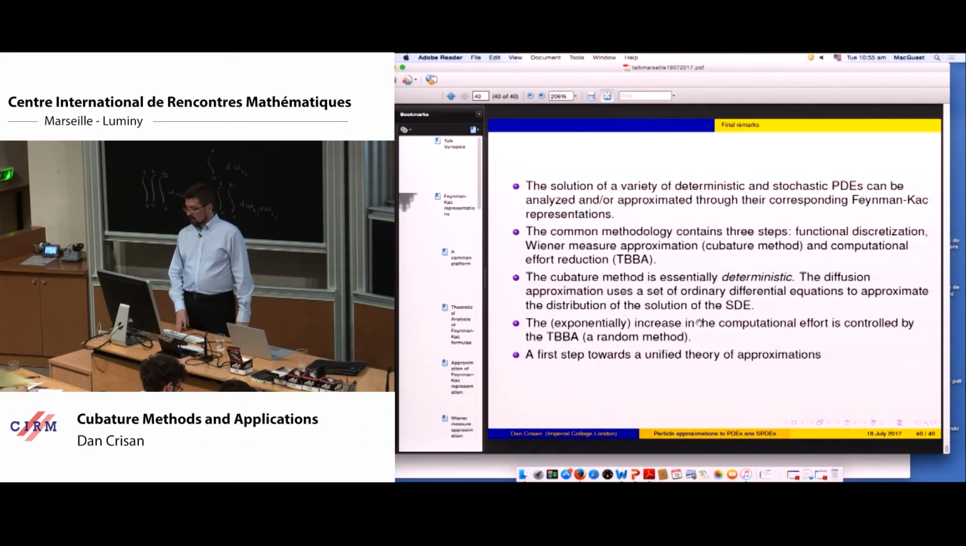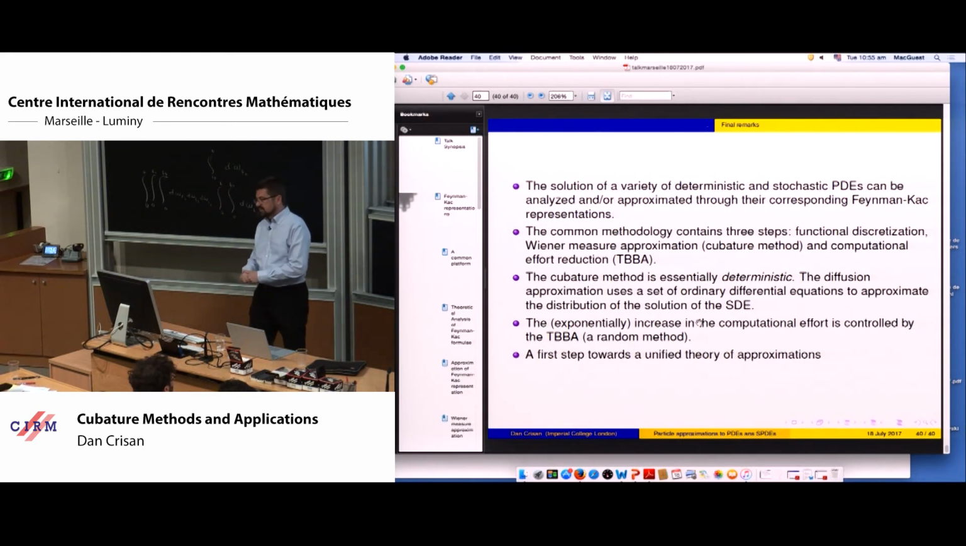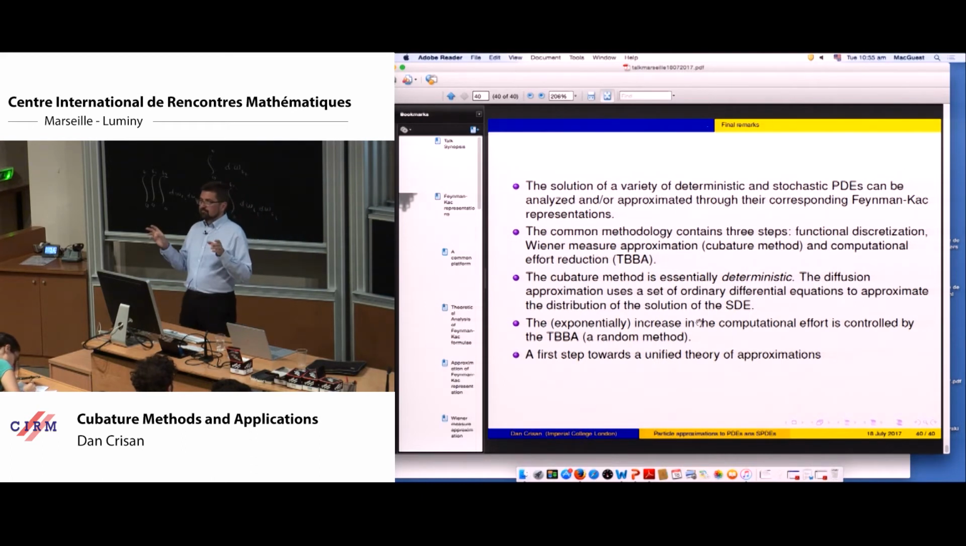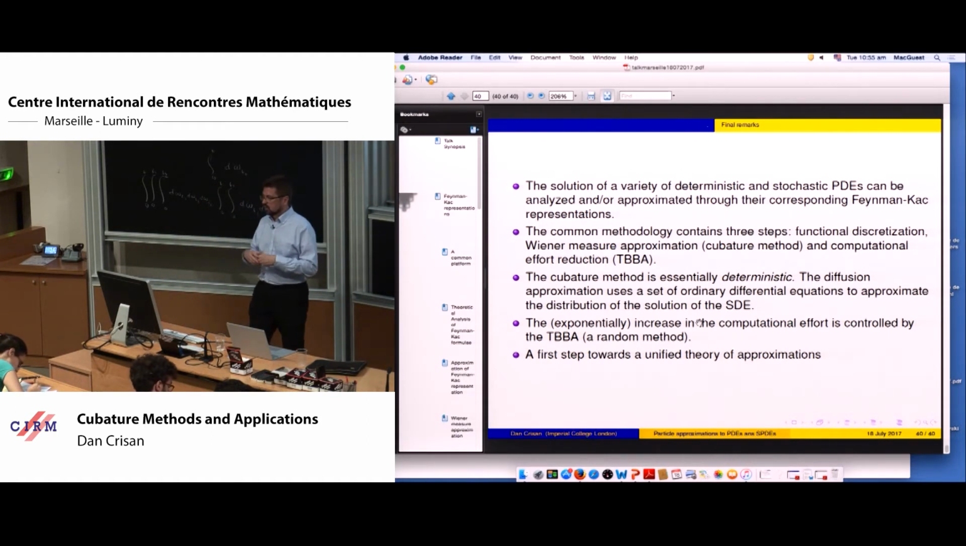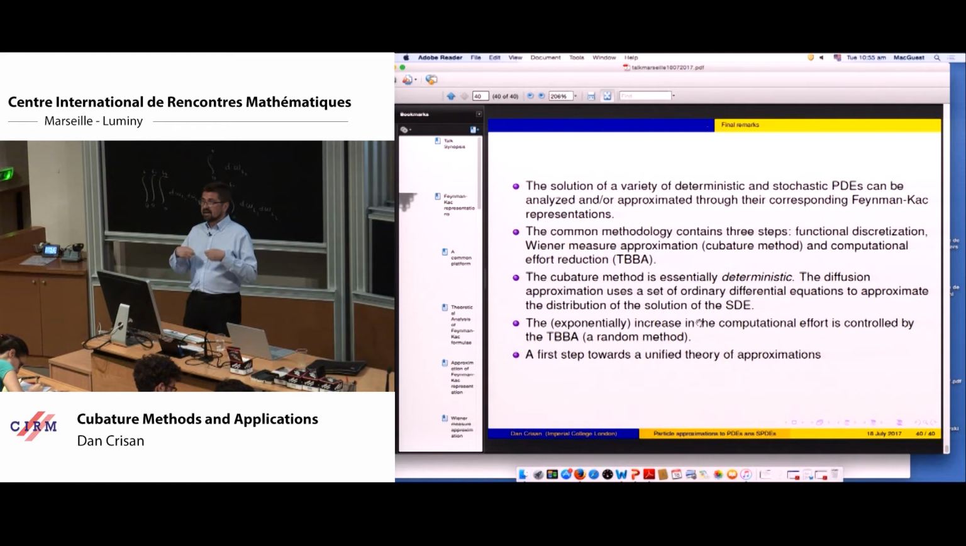Okay, so let me conclude with some final remarks. I made a case here that you can use Feynman-Kac representations to represent a variety of solutions of PDEs and SPDEs. And once you have such a representation, then you can begin to either analyze them theoretically or numerically approximate them. If you use the Feynman-Kac representation to numerically approximate the solution of these PDEs or SPDEs, there are three steps that you need to use.